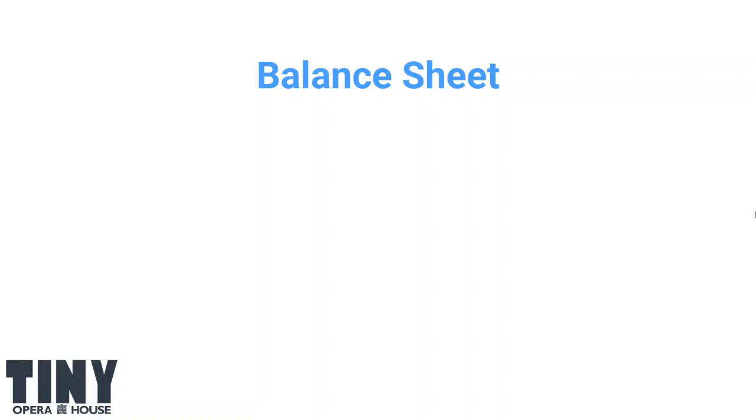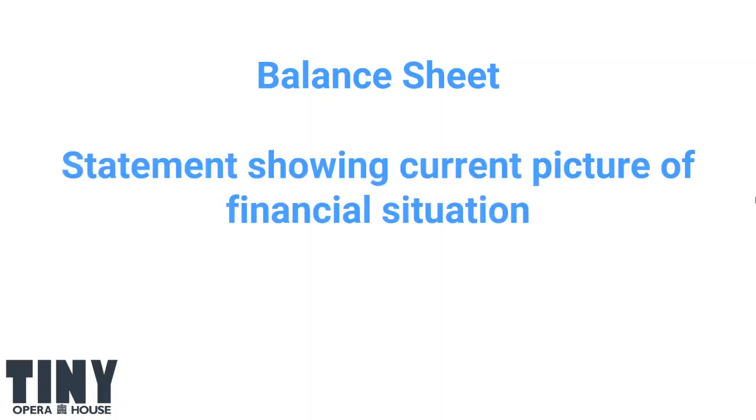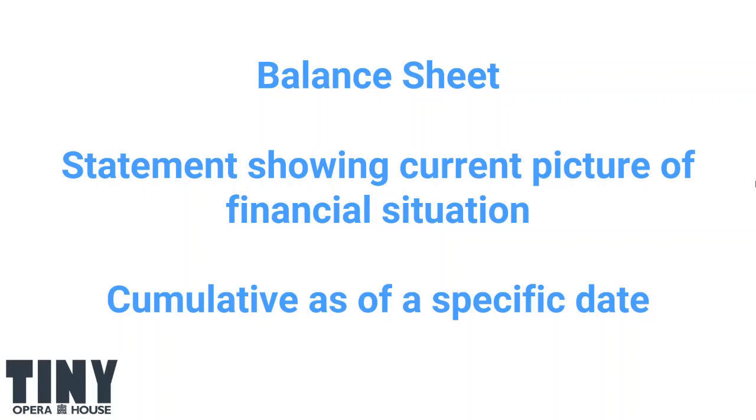So first is the balance sheet. This is another one that has a for-profit name and a nonprofit name. The nonprofit name for this one is the Statement of Financial Position, which again I don't really use that much because it's easier to call it a balance sheet. A balance sheet is a statement that shows the current financial situation of your organization. It shows cumulative figures up to a specific date. So a balance sheet would show all of the things you're working on, your assets and your liabilities, as of a specific point in time.